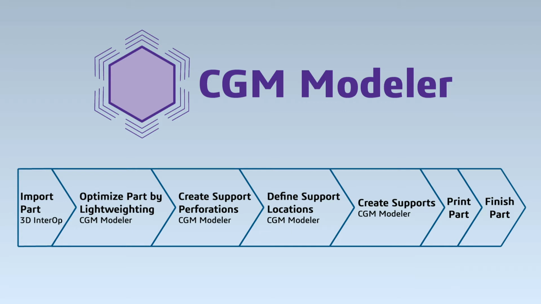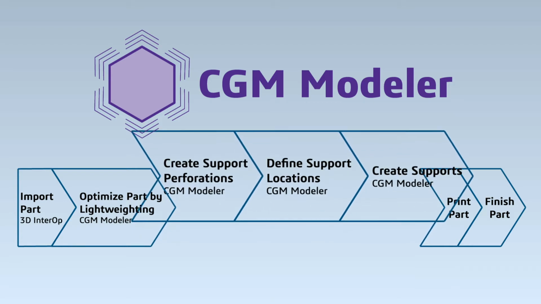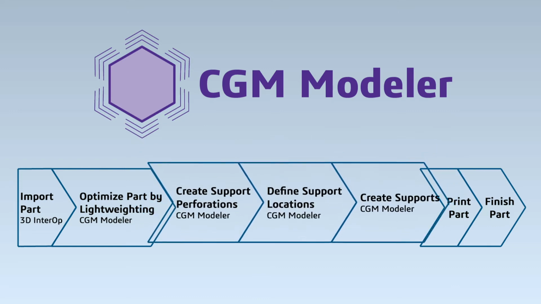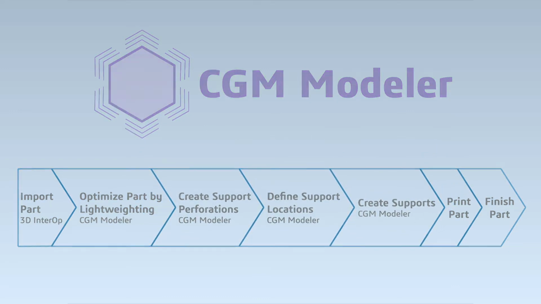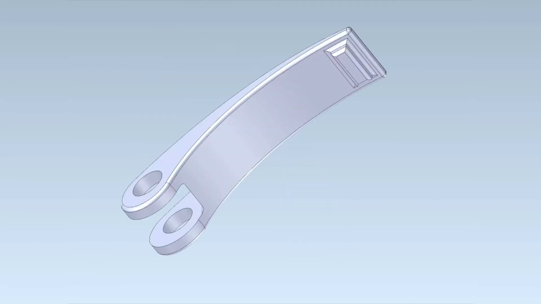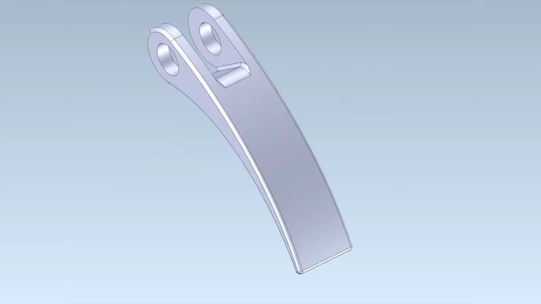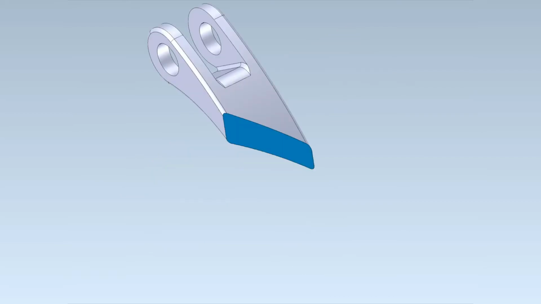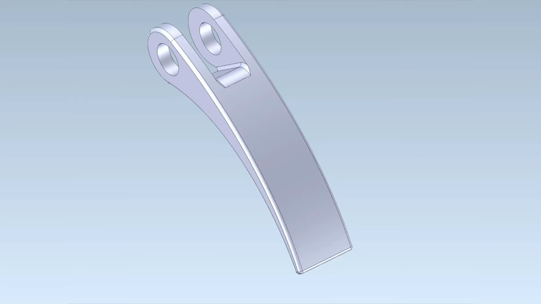With new functionality in the latest release of CGM Modeler, developers can enable the fast and intuitive creation of supports for efficient 3D printing. Consider, for example, the CAD model of a quick-release lever for the wheel of an ordinary commuter bicycle. The lever is solid because weight is not important. The important attributes for this part are cost, ease of use, and robustness.